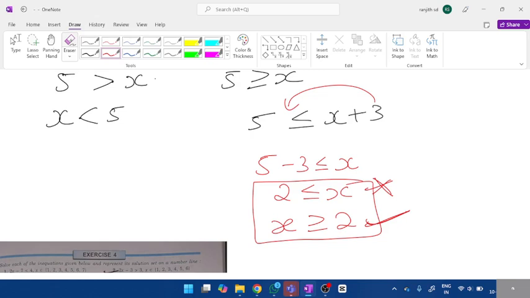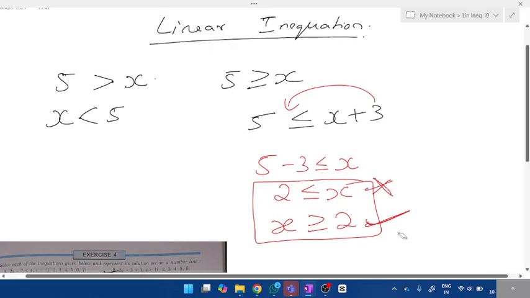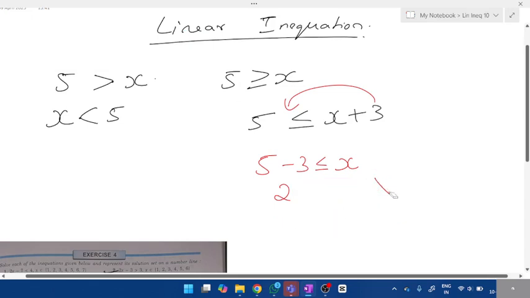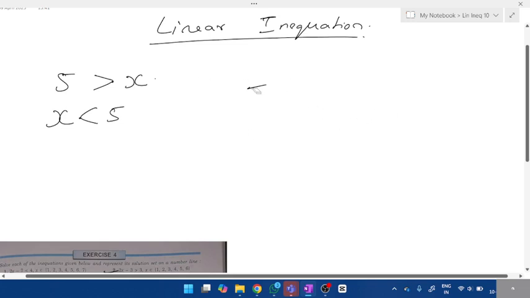Understood? Yes. Greater than or equal to. You have to remember this. Then the other point is greater than or equal to.